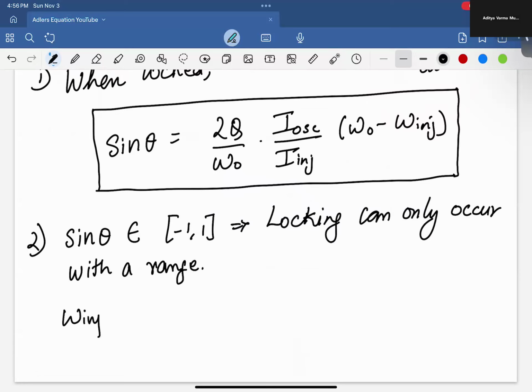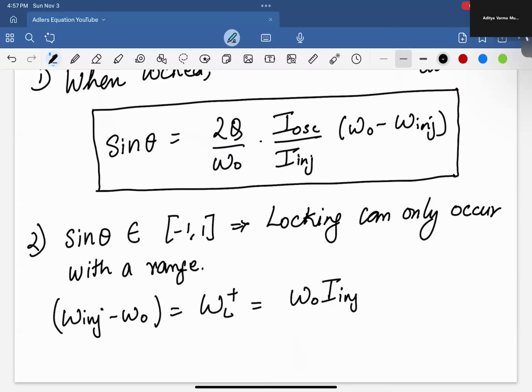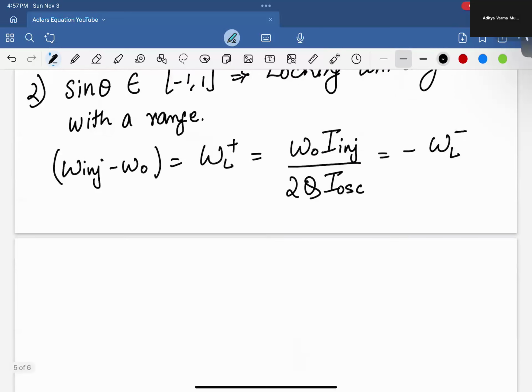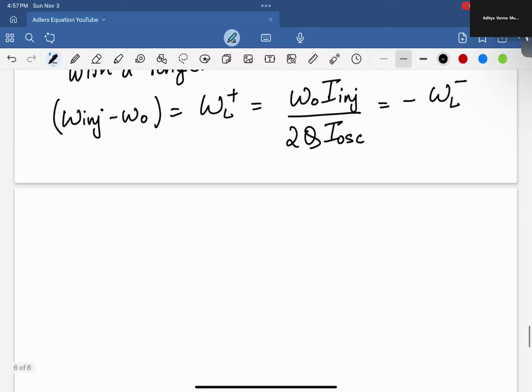Which is given by omega injection minus omega naught. So I'll call this the positive locking range, right? When sine theta is equal to 1. This is equal to omega naught times I injection over 2Q I oscillation, which is also equal to minus omega L minus, right? The lower part of the locking range. And we see that the locking range, at least with this derivation, is symmetric. We'll see in future videos that that's actually not entirely true. We'll talk about the limitations of Adler's equation and Adler's model. But for now, we see that it is symmetric.